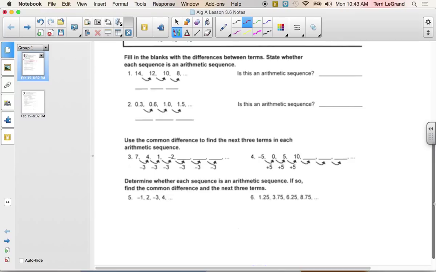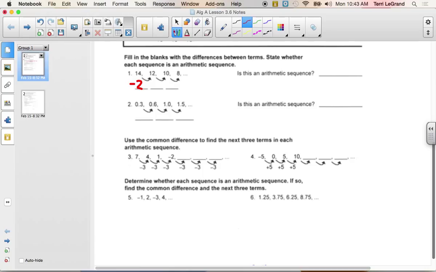It says fill in the blanks with the differences between terms and state whether each sequence is an arithmetic sequence. So to get from 14 to 12, what has to happen? There's a decrease by 2. It has to go down by 2. So let's call that subtract 2, or add a negative 2.